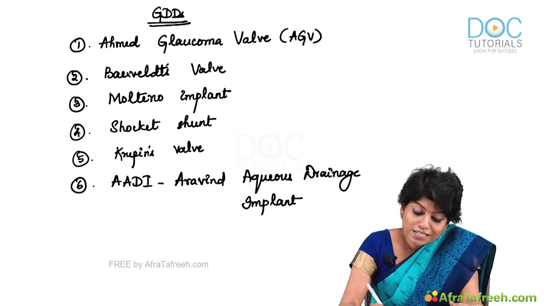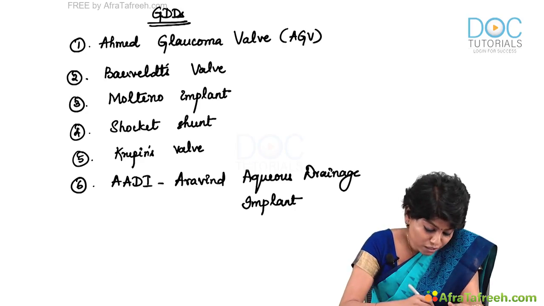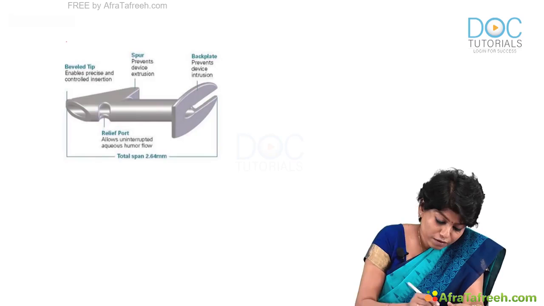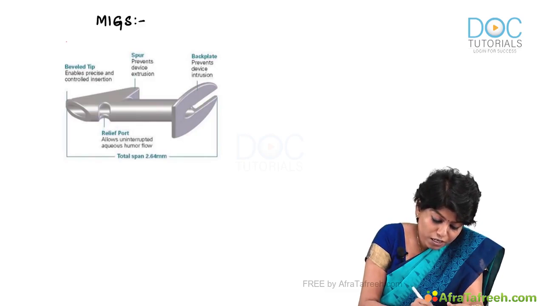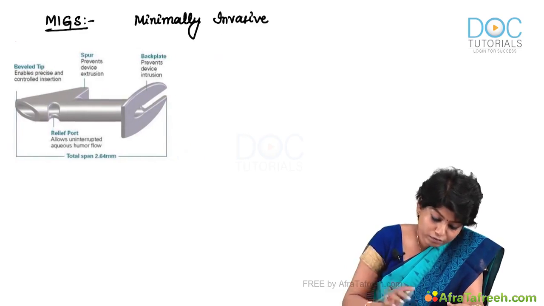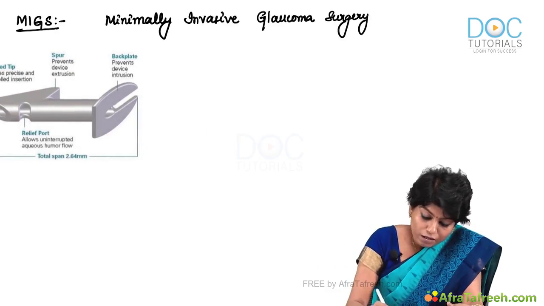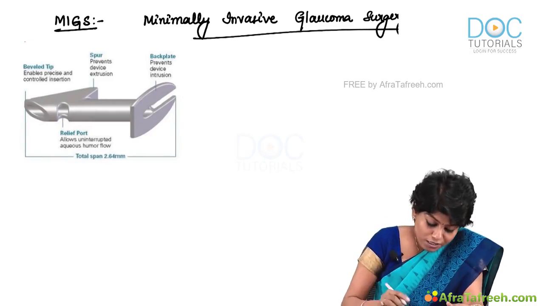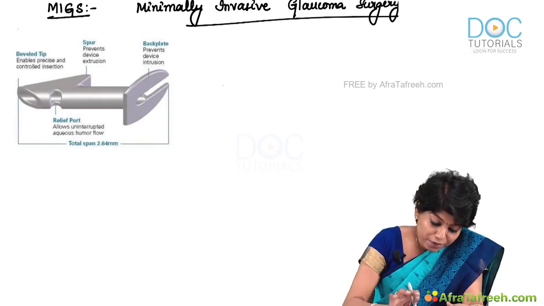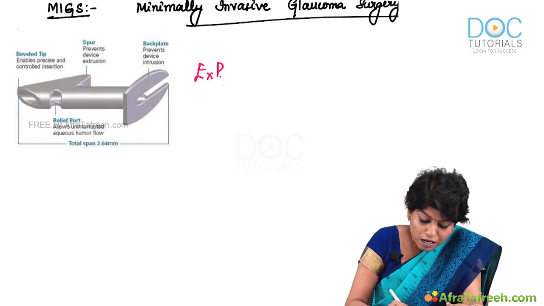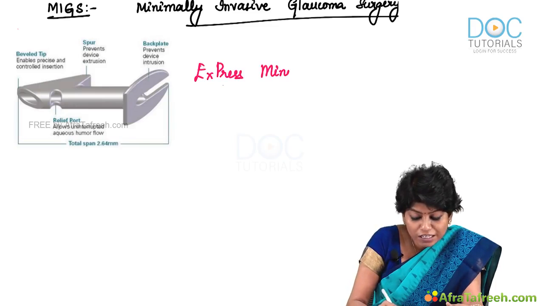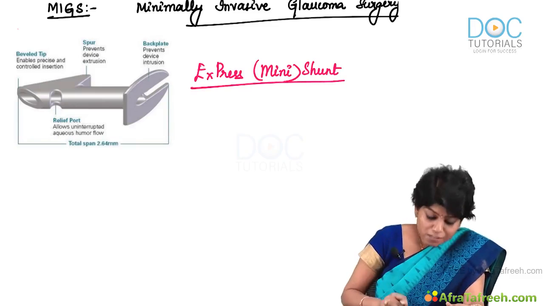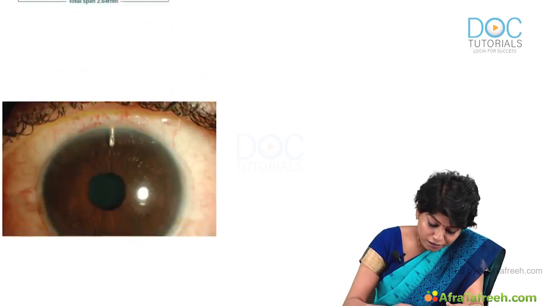Now we've got what is called MIGS. What is MIGS? Minimally invasive glaucoma surgery. Now this device comes under MIGS surgery. Now what is this device? This is called an Ex-PRESS shunt or an Ex-PRESS mini shunt. You can say Ex-PRESS shunt or Ex-PRESS mini shunt. Now an Ex-PRESS mini shunt in situ, you can see it here, right.